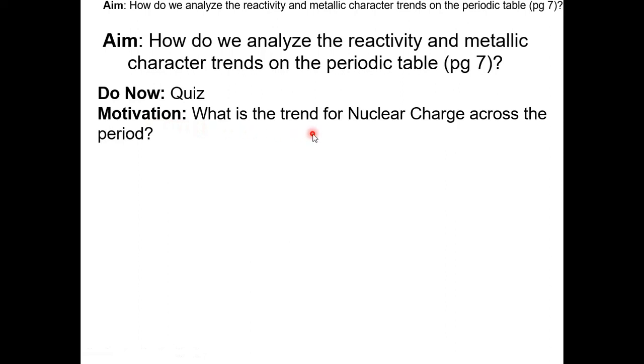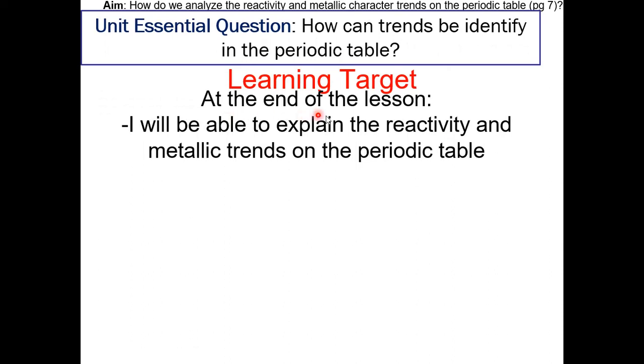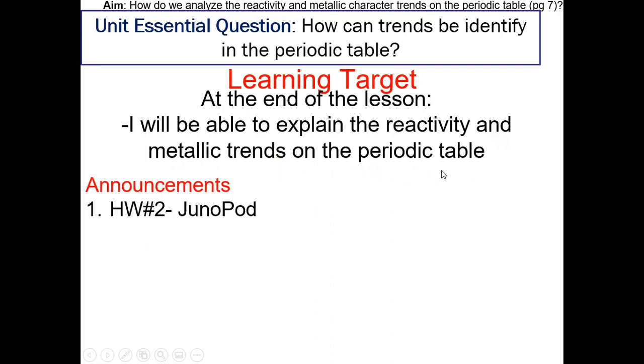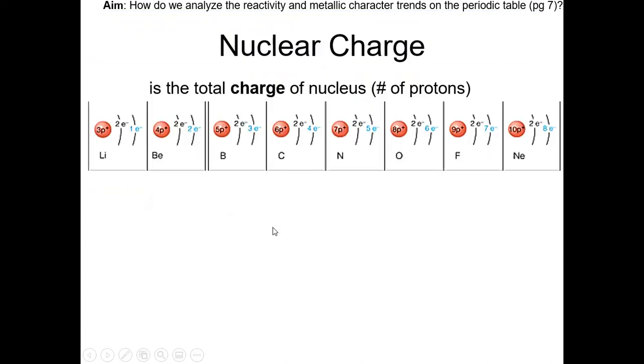Motivation. What is the trend for the nuclear charge across the period? Nuclear charge, if you recall, is the charge of a nucleus. So before we answer this question, let's read the learning target. At the end of the lesson, I will be able to explain the reactivity and metallic trends on the periodic table. There will be a homework number 2, which will be a Junopod, based off this lesson.